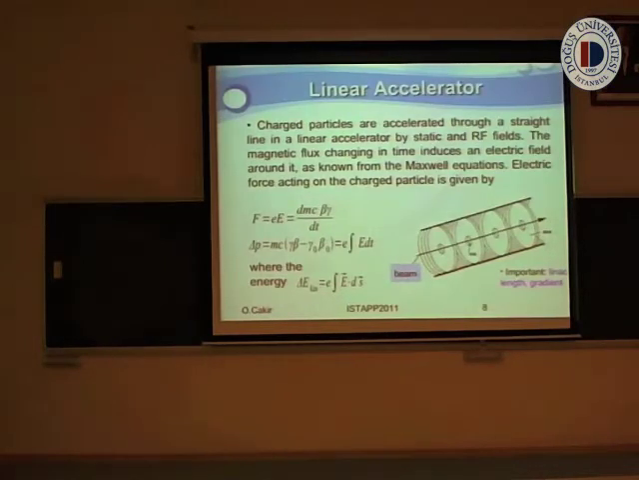So you see beam here, and the important thing is here, linear length and the gradient. If the gradient is high, then you can accelerate the particles in a short linear accelerator structure. If the gradient is low, then you have to build your accelerator in a very long length. Okay, it's important.